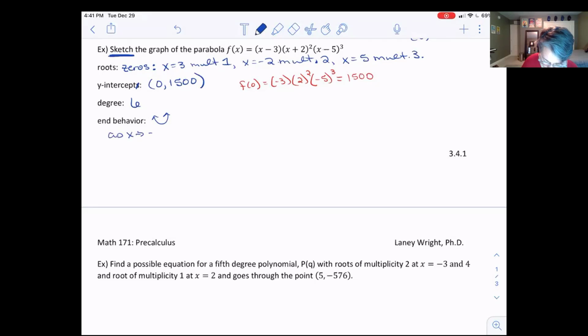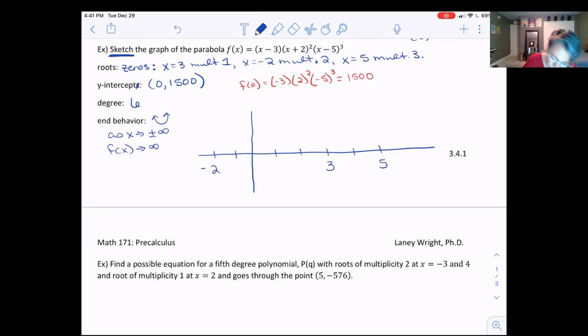So as x approaches either positive or negative infinity, the graph is going to go up towards positive infinity. So let's take a quick sketch of what we think this is going to look like. Again, our zeros are at -2, 3, and 5. And our y-intercept is way up here, but it doesn't have to be to scale. Again, we're just sketching it. Our y-intercept is way up there at 1,500. So we know it's of degree 6 and it opens up.